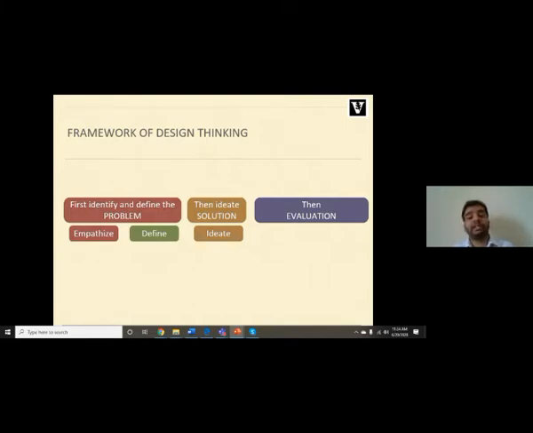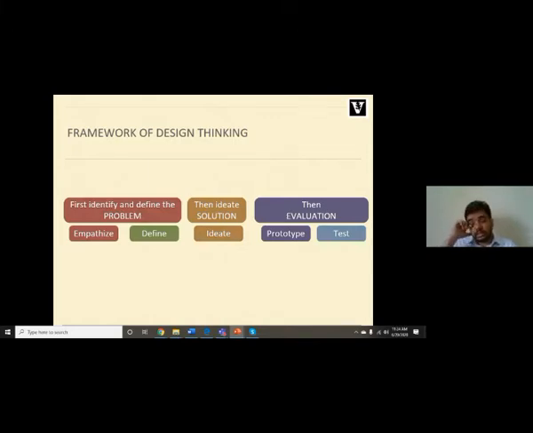Now I'll talk later about the different techniques and what we should take care of when we are ideating about a solution. In the evaluation phase, we obviously have to test and evaluate, but what should we evaluate? Given we have an idea, we have to translate this idea into some testable artifact.